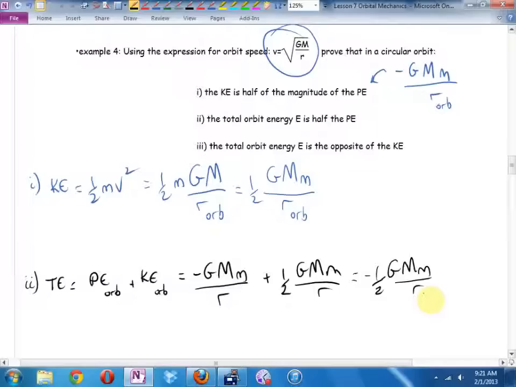Oh, and then 3 says, prove the total orbit energy, E, is the opposite of the kinetic energy. Are those exactly the same but opposite? It is.